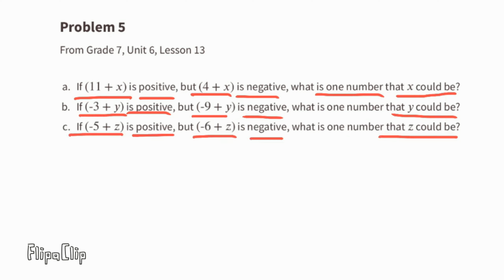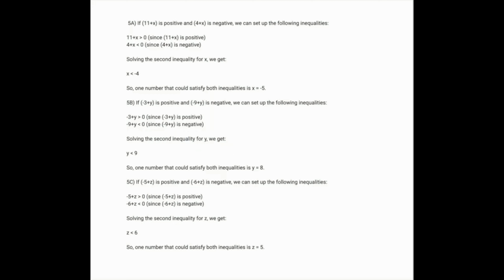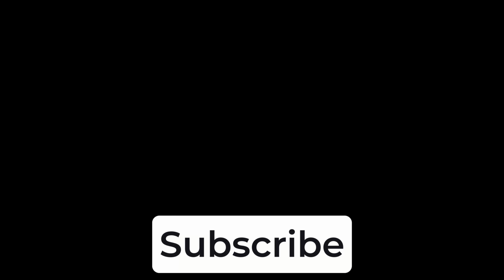C. If negative 5 plus z is positive, but negative 6 plus z is negative, what is one number that z could be? Z must be a number that's less than 6, but greater than 5. Pause the video so you can read the reasoning for number 5.